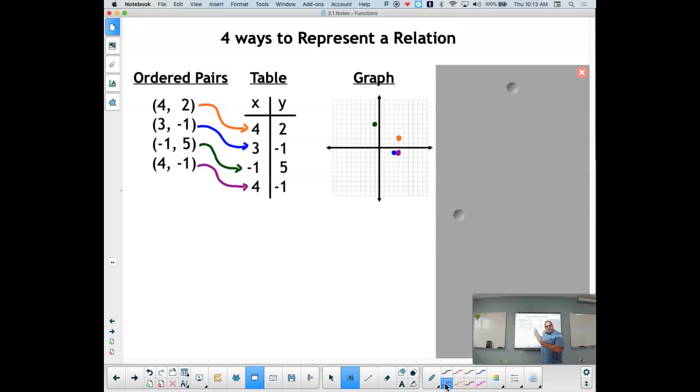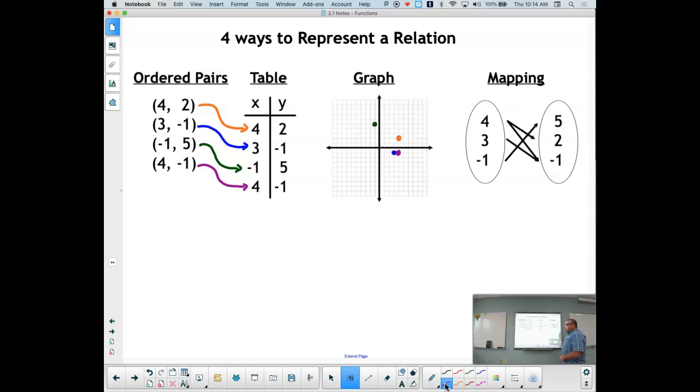These three methods you have all seen before. Okay? I know you've seen these before, because I know you had to get through Algebra 1, Algebra 2, and Geometry in order to get to this point. Okay? The fourth one, the last one, is probably the one that you haven't seen yet, and that is called a mapping.